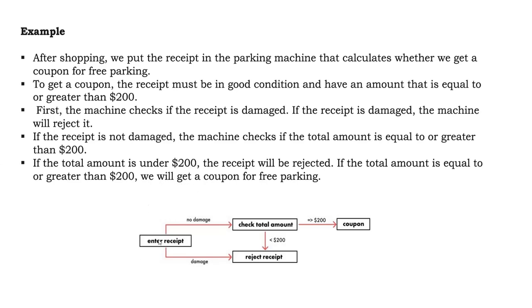Okay. So this is what will happen. You will enter the receipt. If it is damaged, then it will reject the receipt. If it is not damaged, it will check the total amount. If the total amount is less than 200, again reject it. If it is greater than or equal to 200, then the coupon will get applied. So this is how you can see there are two different transitions that can happen, based on the input.